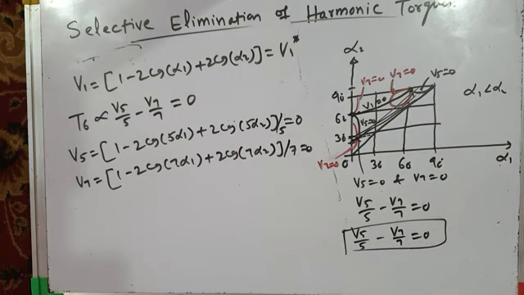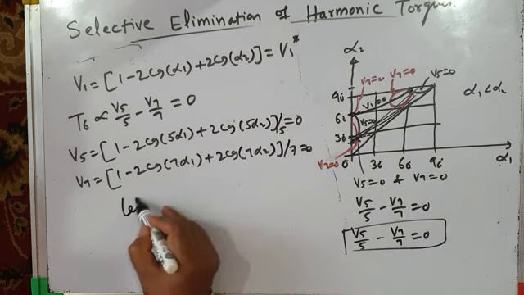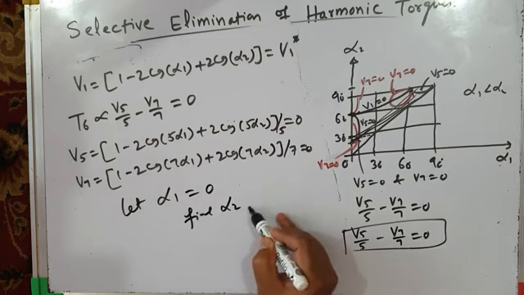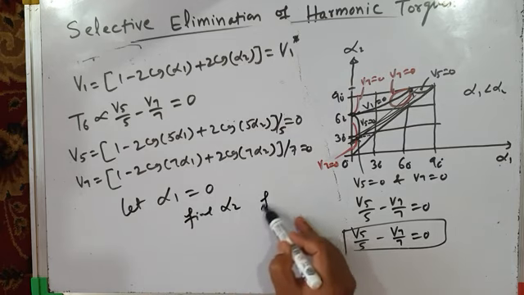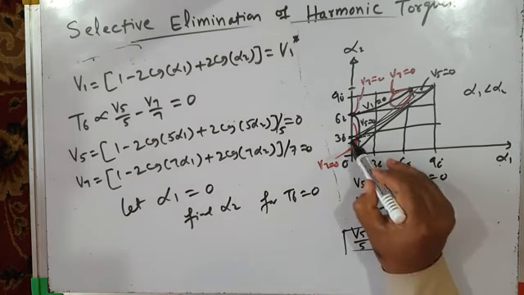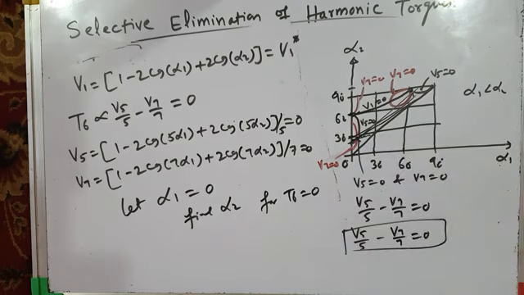Okay, so therefore this is how we solve these equations. We can make alpha 1 equal to 0, and you can find alpha 2 for T6 equal to 0, the same way as we have done when we were discussing elimination of certain selective harmonics. Here we don't want to eliminate harmonics, we want to eliminate harmonic torques. And we don't want V5 equal to 0 and V7 equal to 0. We want this difference, V5 by 5 minus V7 by 7, equal to 0. And this dotted line will give us those solutions.